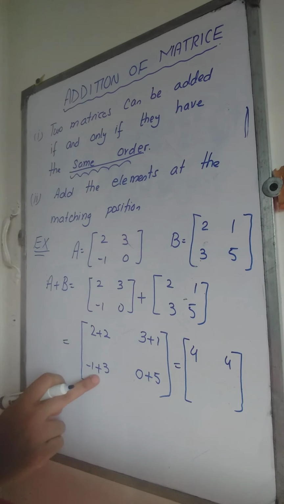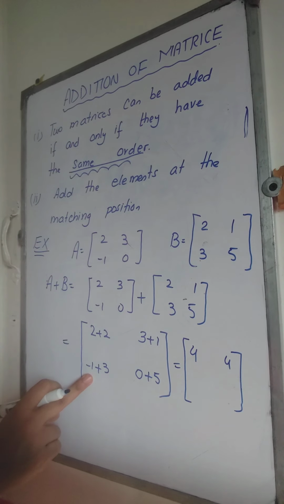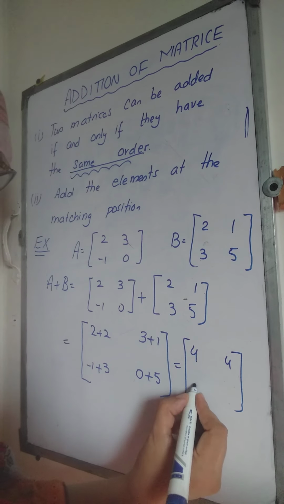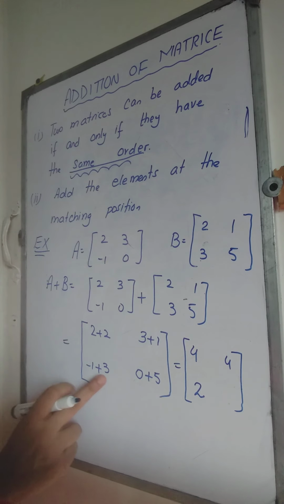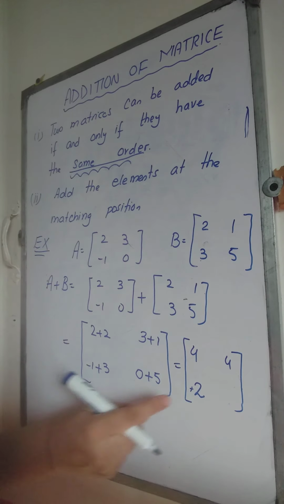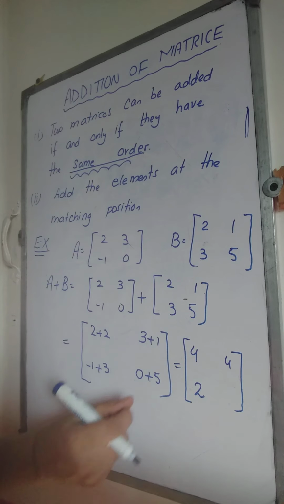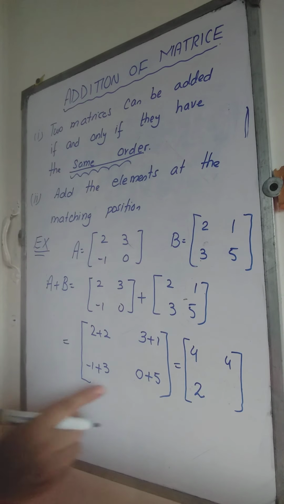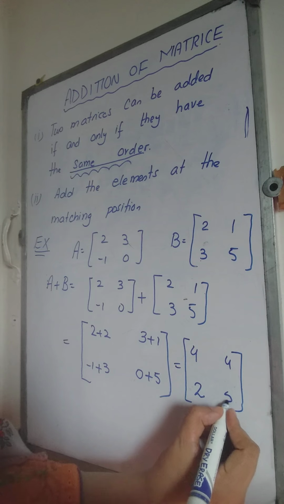-1 plus 3, different signs. Both these numbers have different signs, therefore we are going to do the subtraction. 3 minus 1 will be 2, and the greater number carries the positive sign, therefore the answer will also carry a positive sign. Whether you write it or not, it is understood that it is a positive number. 0 plus 5 will be 5.